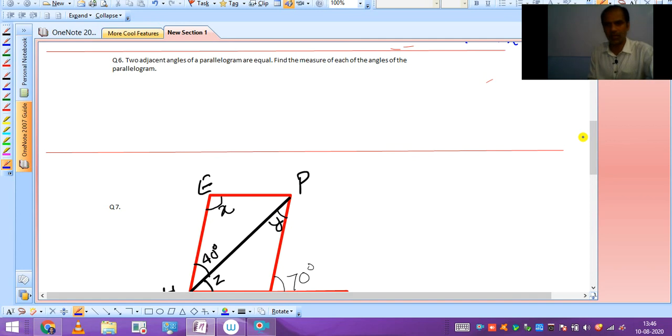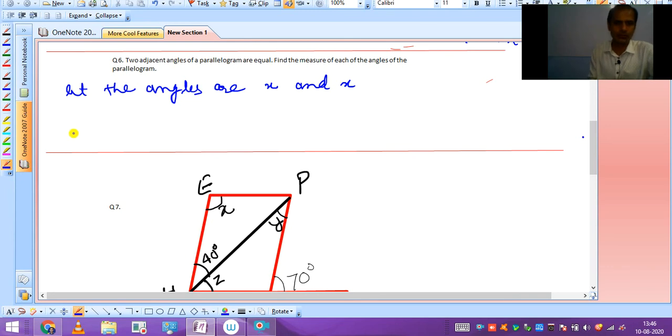So we will use the same concept. It is given that two adjacent angles of a parallelogram are equal. Then we write the steps as in the previous question. Let the angles be x and x, because it is given that the angles are equal. So these are the adjacent angles, hence we can say x plus x equals 180 degree.